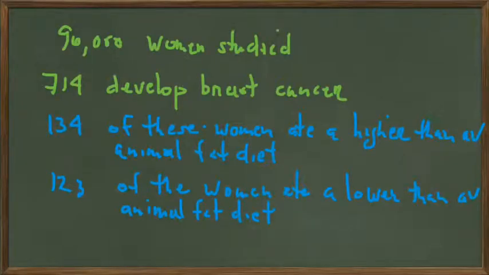So in early studies of breast cancer, there's a study cited in the book we're using as a supplement where 90,000 nurses were studied in the 1990s. Let's write down the relevant information from the study. So there were 90,000 women studied throughout the 1990s. 714 of these women developed breast cancer. 134 of the 715 were women who had a higher than average occurrence of animal fat in their diet.